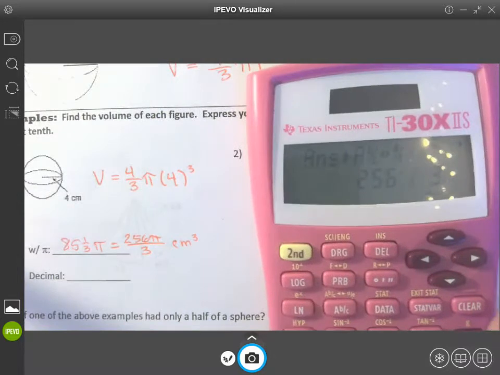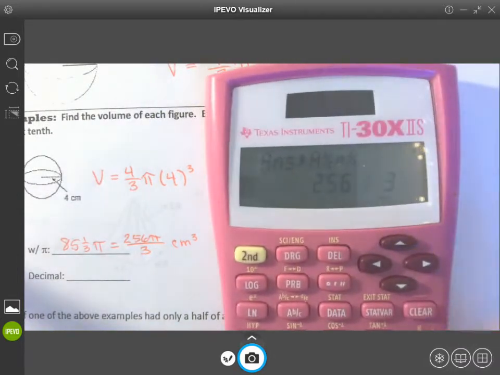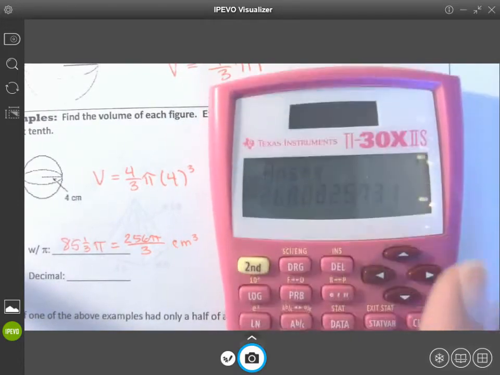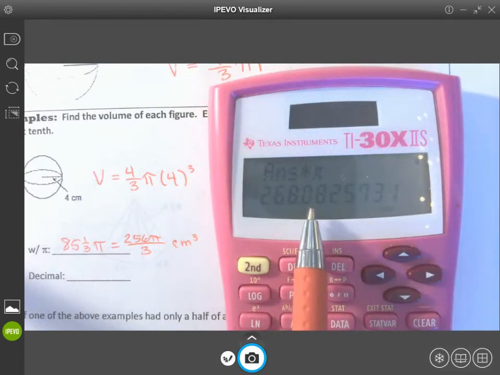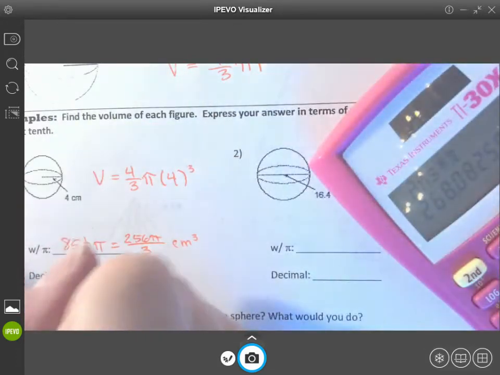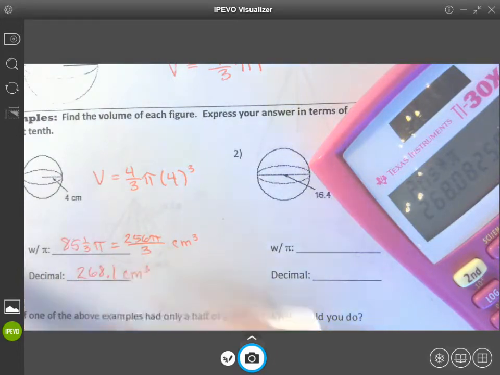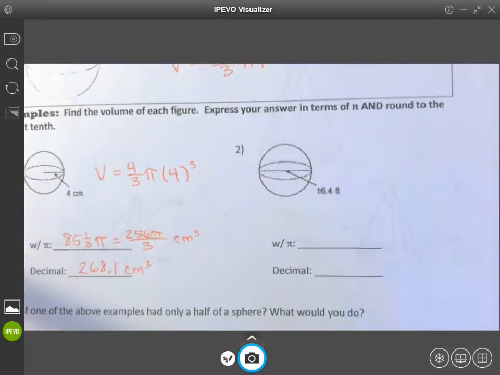All right, how do I get the decimal or the approximate? I'm going to take my answer times pi. And I get 268 point, what's it tell us? Nearest tenth, 268.1. And that would be centimeters cubed. Okay, move on to the next one.